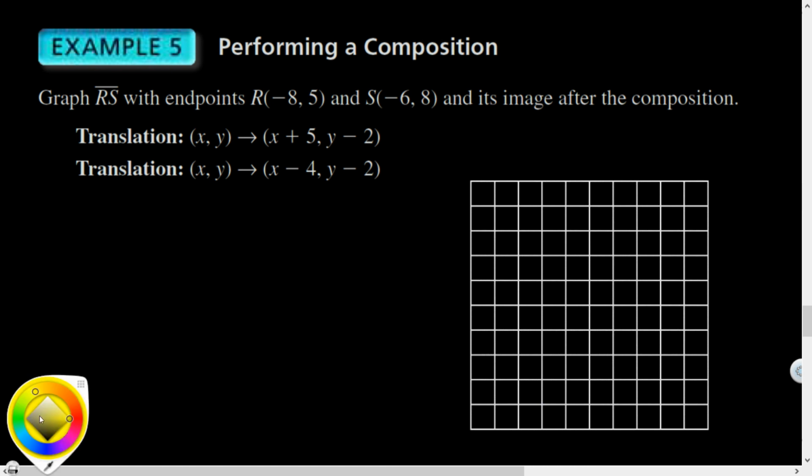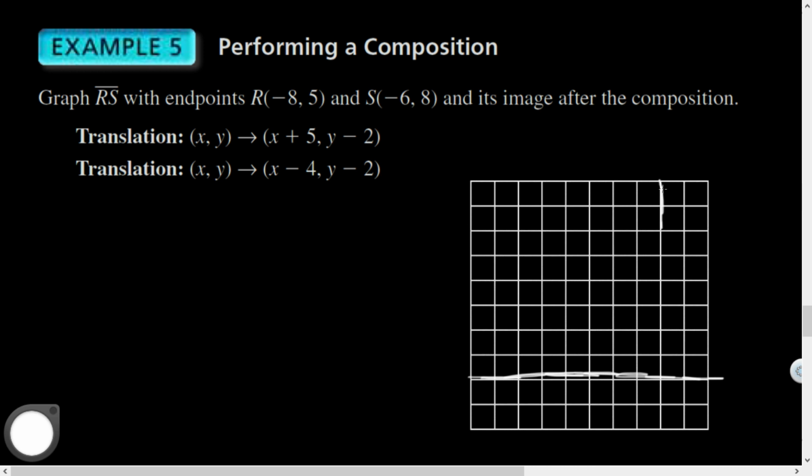For sake of time, I'm going to make this my x-axis. It's so ugly, I know. There we go, there's my y-axis. Let's plot these points real quick. So R is (-8, 5), so -8 and up 1, 2, 3, 4, 5. Right there is R. And S is at (-6, 8), so 1, 2, 3, 4, 5, 6, and up 8 is right there, S. So RS is something like that.